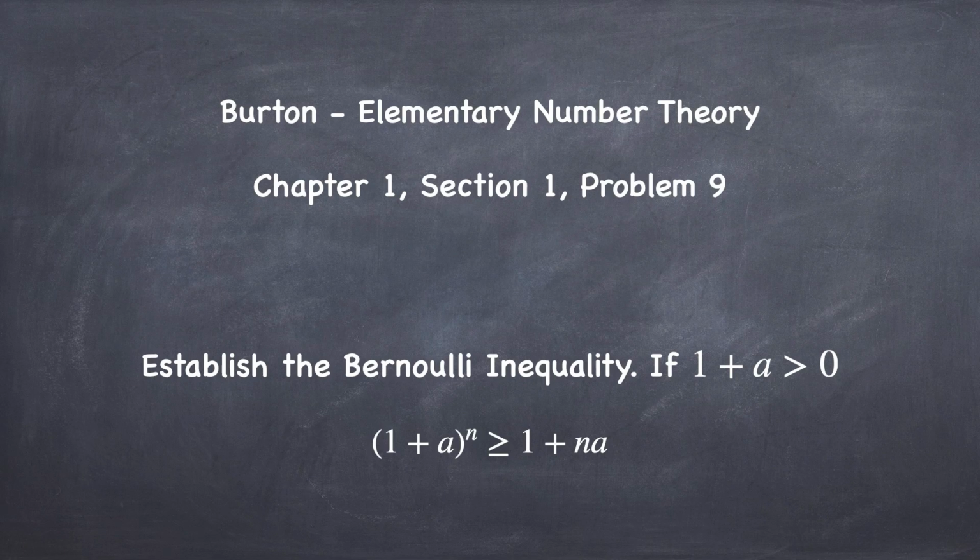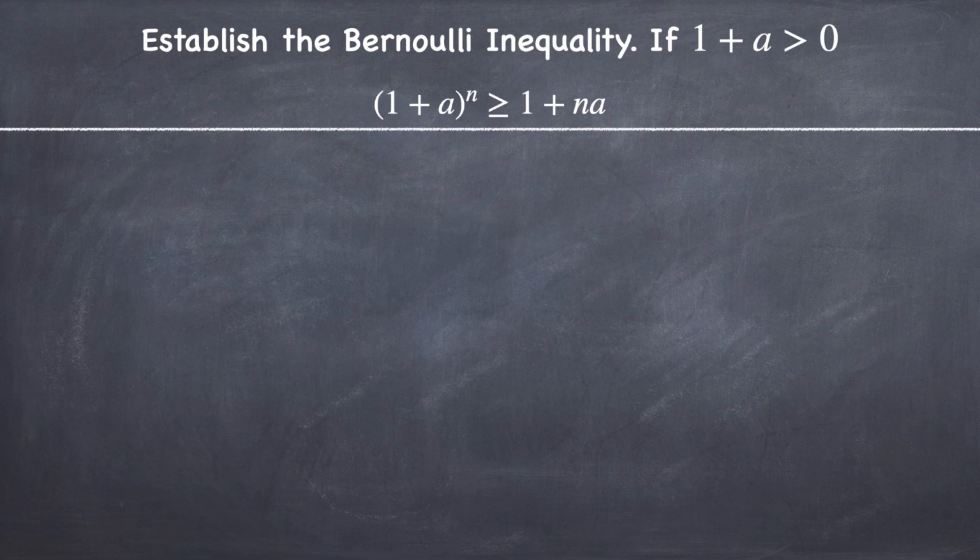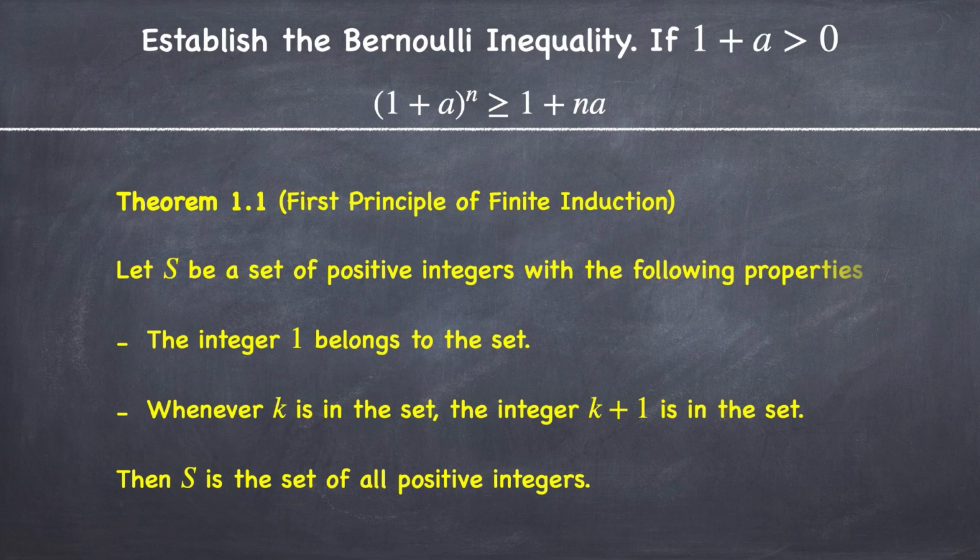Let's prove the Bernoulli inequality, which is (1 + a)^n is greater than or equal to 1 + na. There are many forms of the Bernoulli inequality. Today we're just going to prove this for positive integer n. We're going to do this once again using the mathematical induction techniques we've been practicing, so check out our previous videos for some more practice on that.